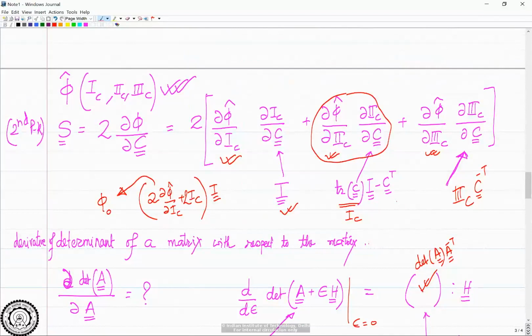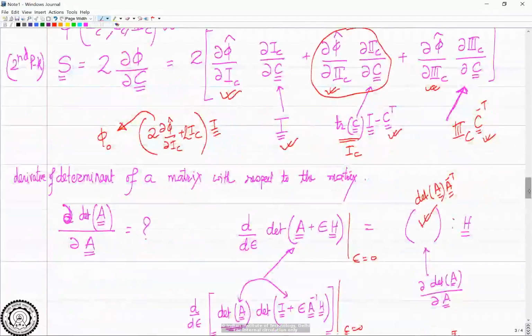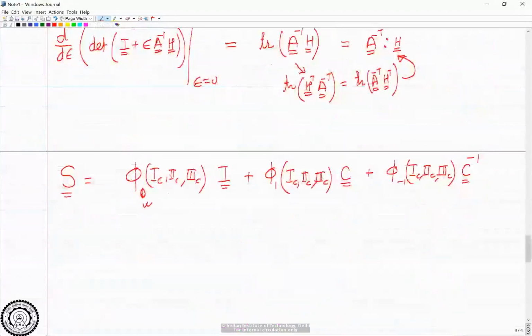Okay, likewise you can see the coefficient of C. So here is your C transpose, which is same as C. The coefficient of C is minus 2 times del phi hat by del 2C, which I am calling phi 1 below. And similarly, the coefficient of C inverse I am calling phi minus 1 below. Okay, and that's why this is phi naught, because this is C to the power 0. This is C to the power 1, that's why it is phi 1. This is C to the power minus 1, that's why it is phi minus 1. Okay, is this clear to all of you?